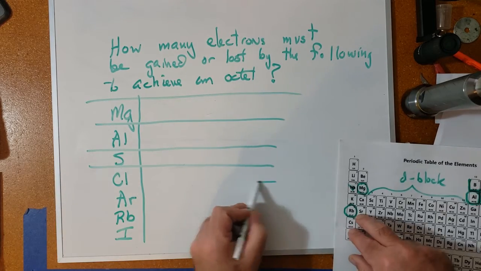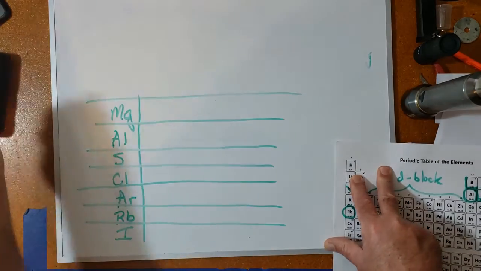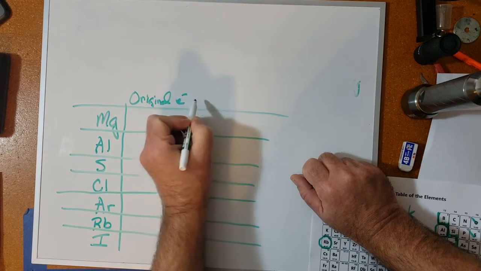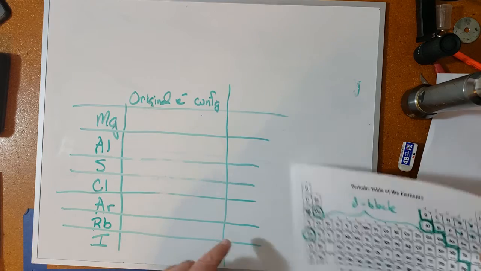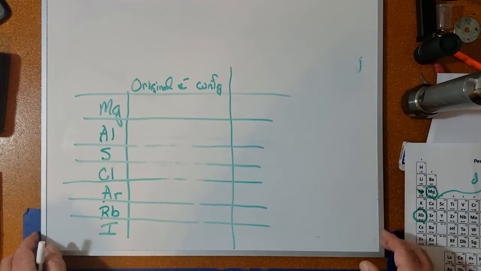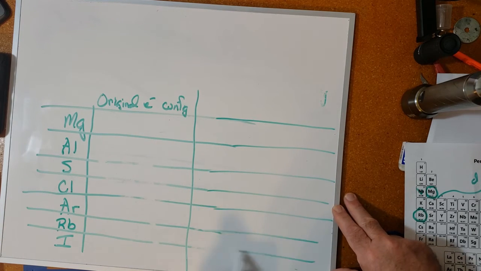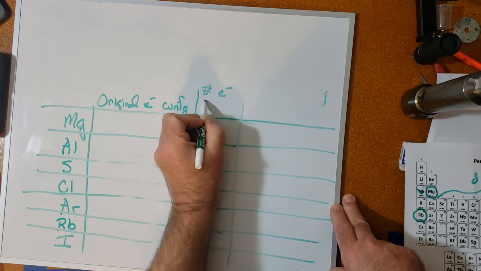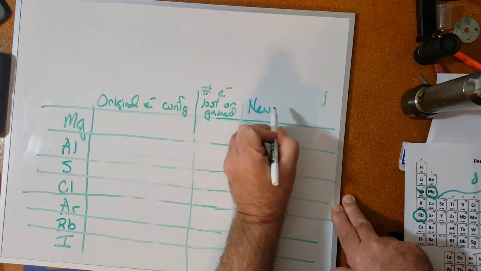I'll print this up as a worksheet for you so you don't have to worry too much if you don't catch it here on the video. But what I do want you to do is write down the original electron configuration as an atom. So for magnesium, which is element number 12, you'd have to write the configuration that includes 12 electrons. Then just looking at that original configuration, figure out the number of electrons lost or gained. And then the new electron config.